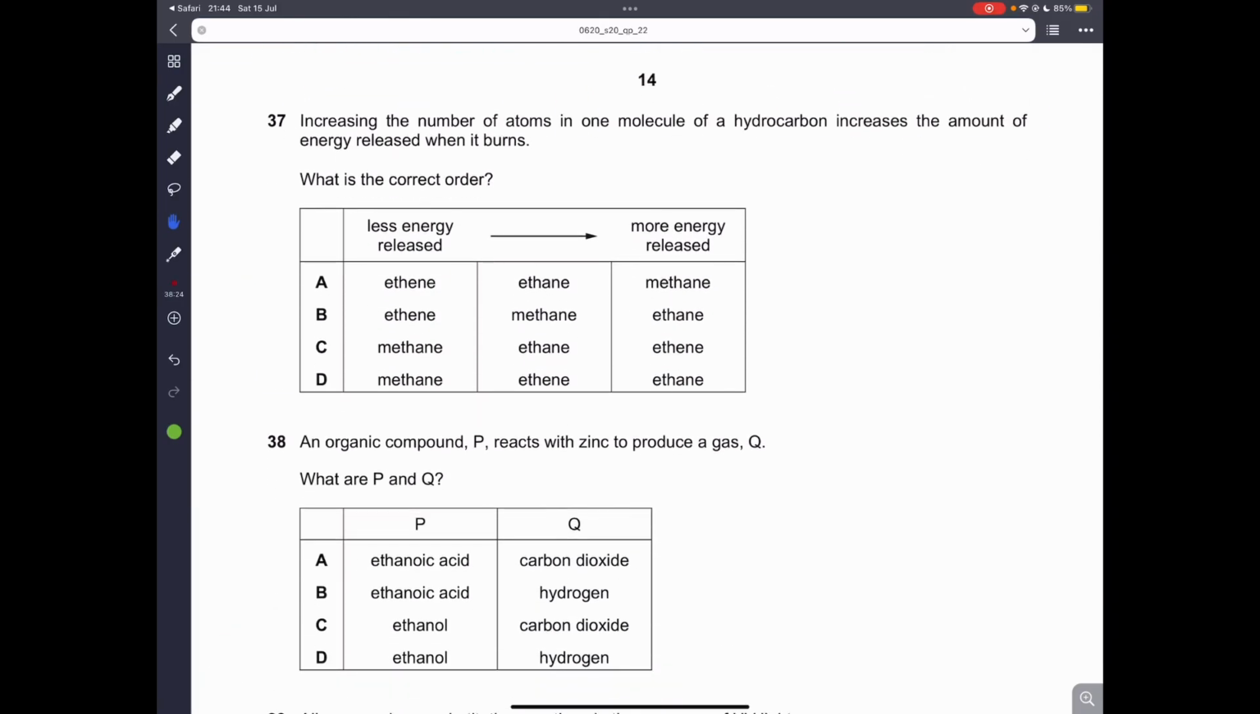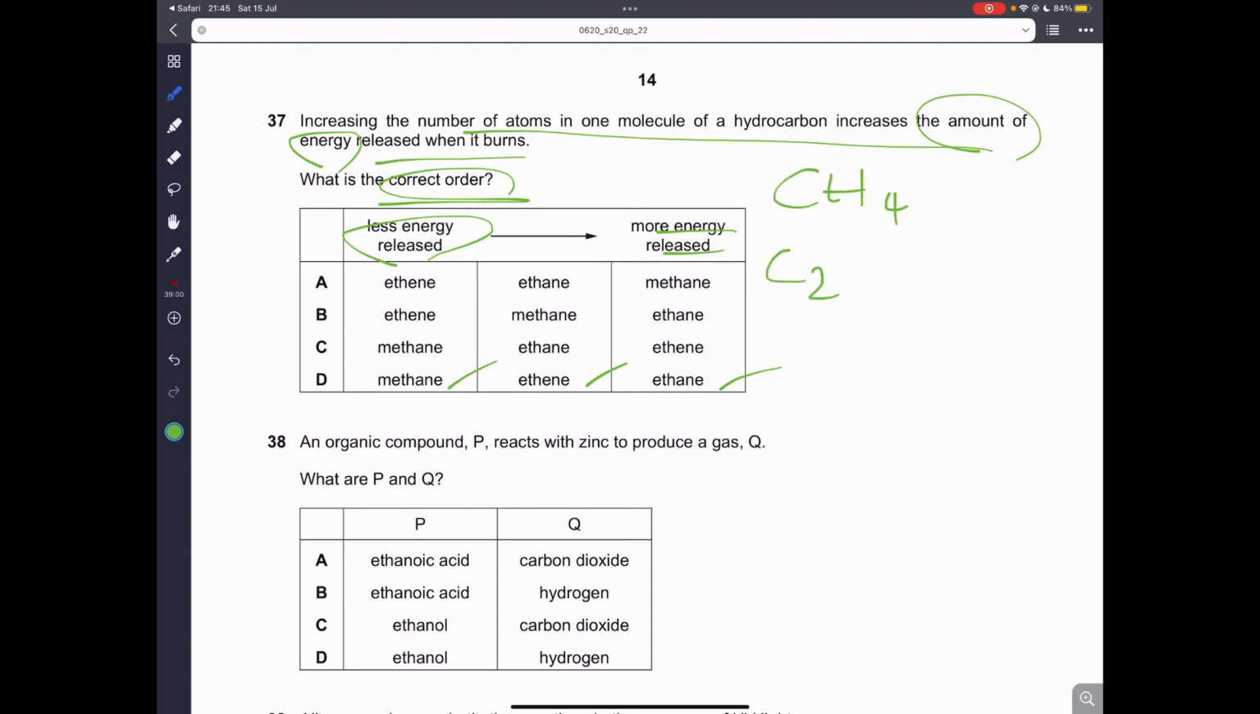37. Increasing the number of carbon atoms in one molecule of hydrocarbon increases the amount of energy released when it burns. What is the correct order? If you increase the number of carbon atoms in one molecule of hydrocarbon, it will increase the amount of energy. So the least energy released is going to be from methane, and the most energy released is going to be from ethane because it has more atoms. Methane is CH4, ethane is C2H6. This has more atoms, and therefore it's going to release more energy when it burns.